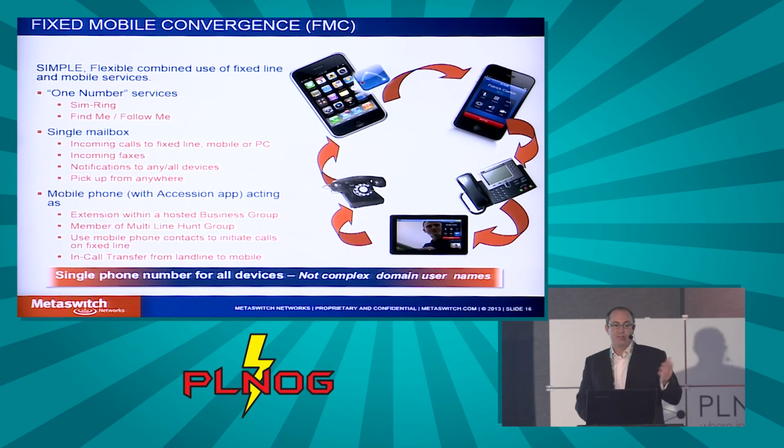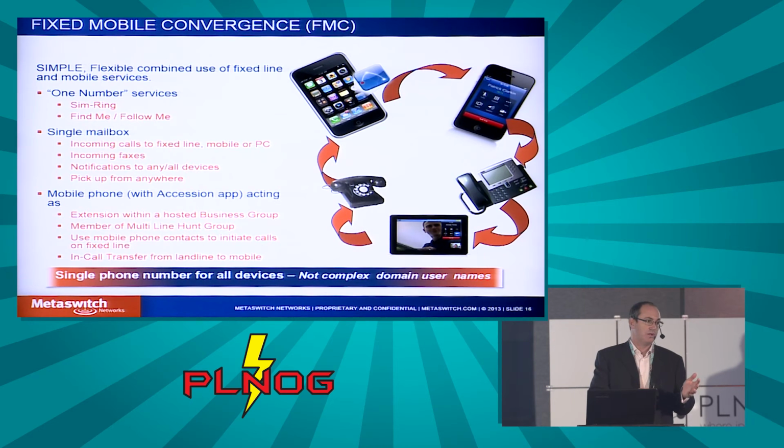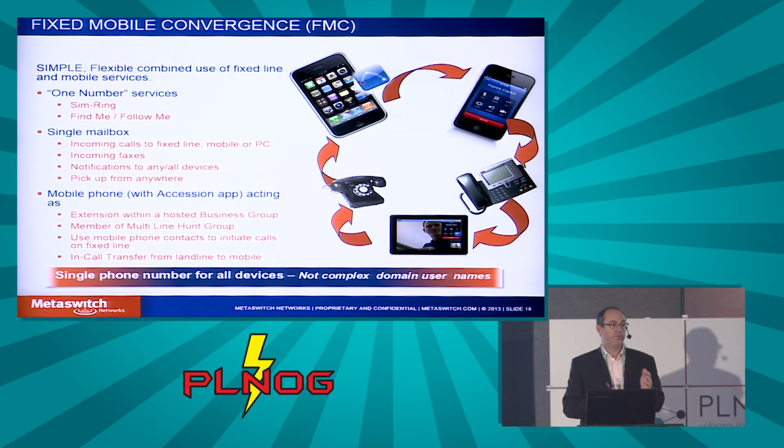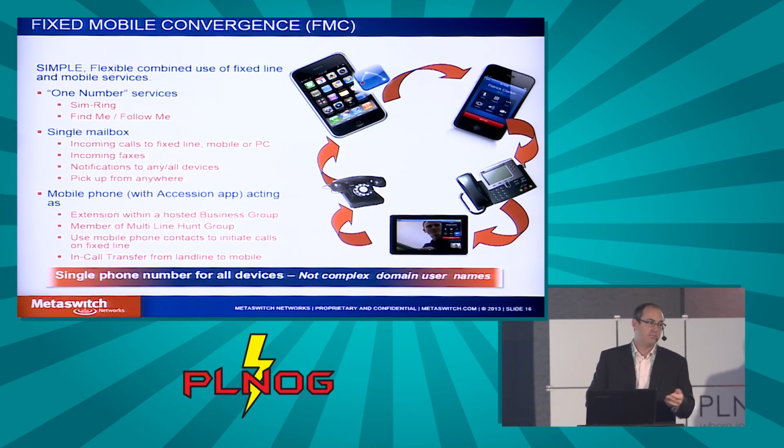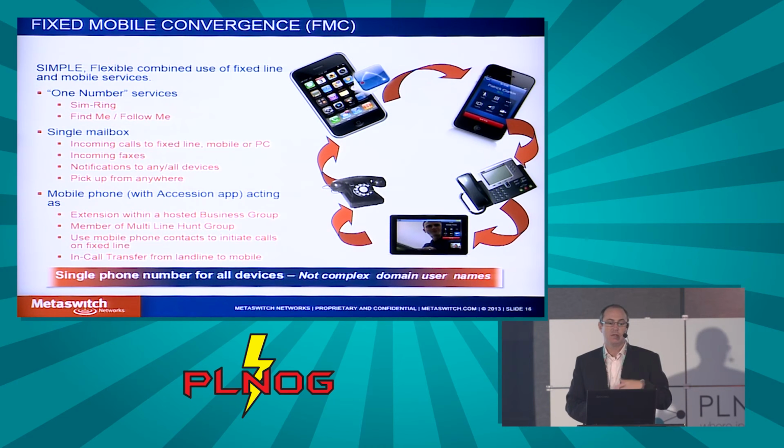Also is fixed mobile convergence. I'm going to cover this. So an advantage with our solution, not just for businesses, also for residential. I can have one number for my mobile and my fixed line. And of course, a single mailbox. I don't have to have two different mailboxes.